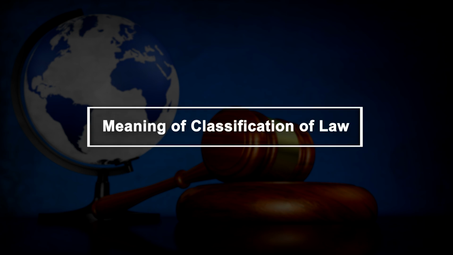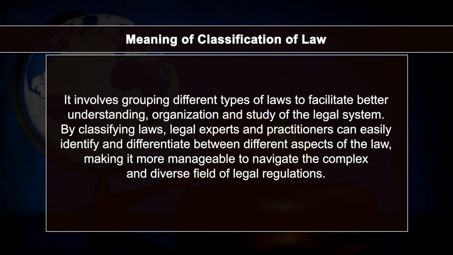Dear friends, moving further, now we will discuss the meaning of classification of law. The classification of law refers to a systematic categorization of different legal rules and principles based on their nature, scope, or application. This helps in organizing and understanding the vast body of legal principles and norms. It involves grouping different types of laws to facilitate better understanding, organization, and study of the legal system. By classifying laws, legal experts and practitioners can easily identify and differentiate between different aspects of the law, making it more manageable to navigate the complex and diverse field of law regulations.